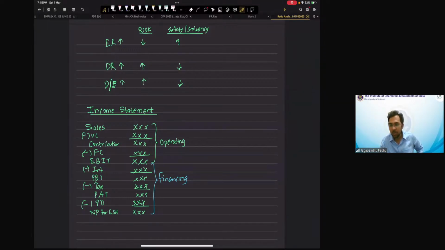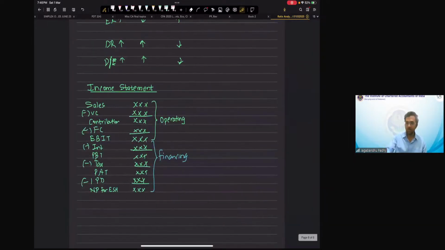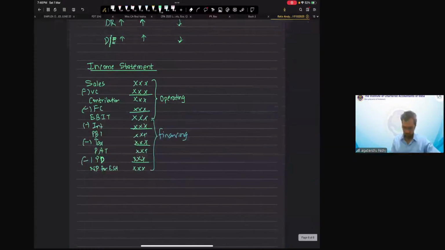So in the income statement, what is deducted from profit after tax? It is the preference dividend. After profit after tax, we are going to pay out the preference dividend.